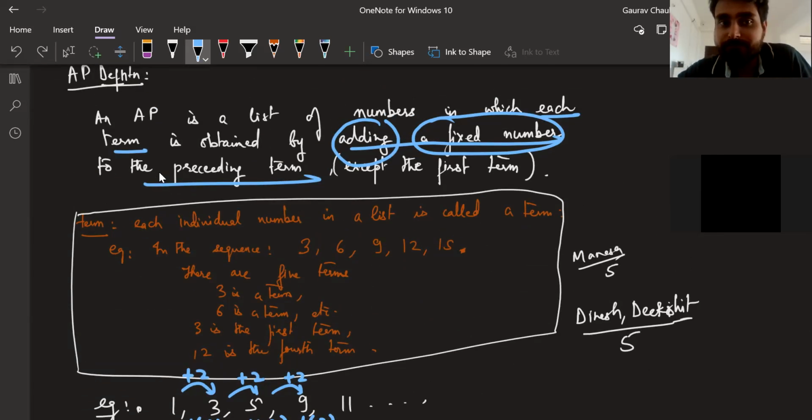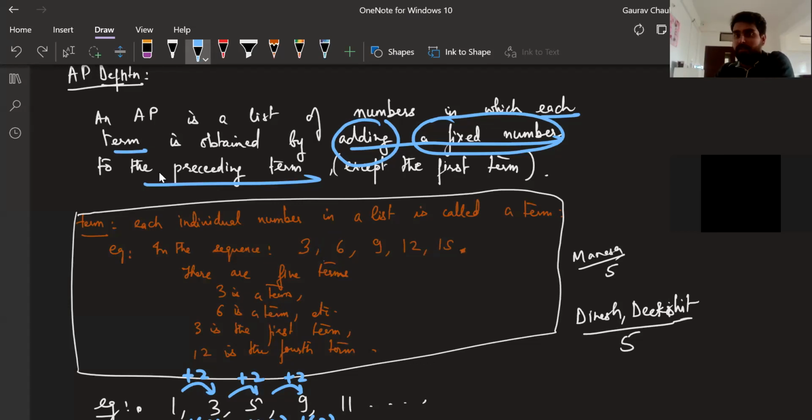Just recapping that quickly. I want everyone to read the definition along with me in your minds. An arithmetic progression is a list of numbers in which each term, that brings us to what is a term. A term is each individual number in a list. In this context, each term is obtained by adding a fixed number to the previous term. So to get this one, you have to add 3 to the previous one. To get this one, add 3 to the previous one. To get this one, add 3 again. A fixed number you're adding every time, then it is called an arithmetic progression.